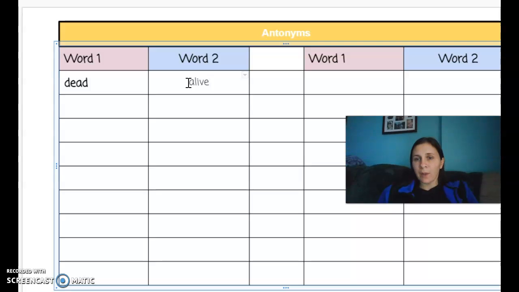So have fun playing concentration with your partner, finding antonyms and typing them in.